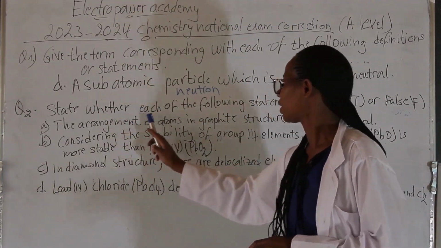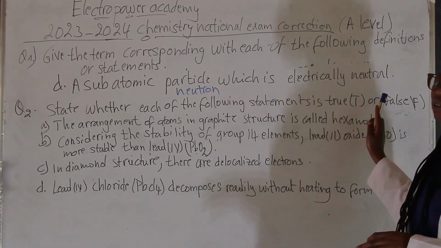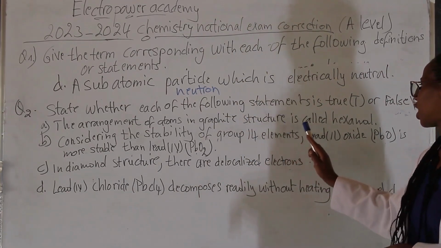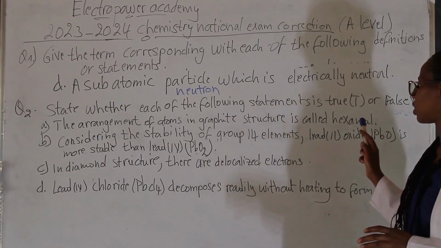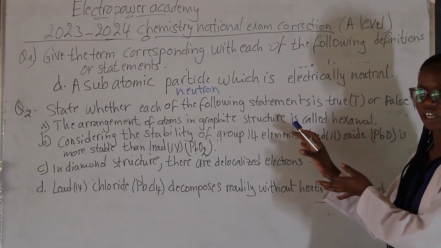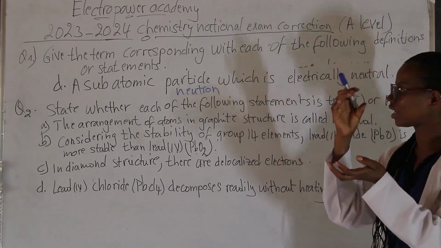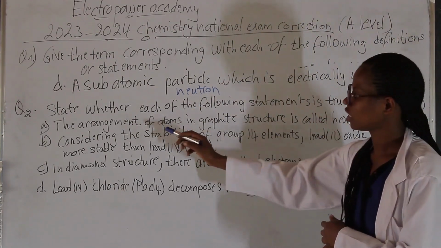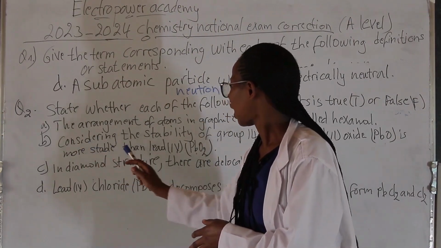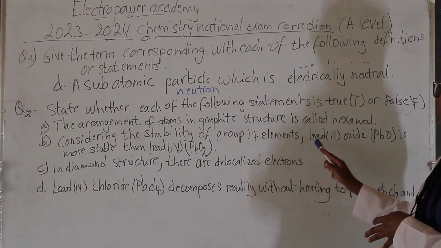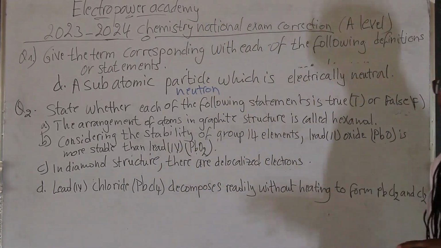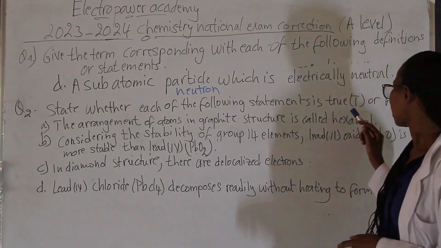For question number 2, state whether each of the following statements is true or false. A, the alignment of atoms in graphite structure is called hexagonal. This is true. Remember, graphite has a hexagonal structure where there are delocalized electrons which allow graphite to conduct electricity. For number B, consider the stability of group 4 elements. Lead 2 oxide is more stable than lead 4 oxide. Exactly, this is true.